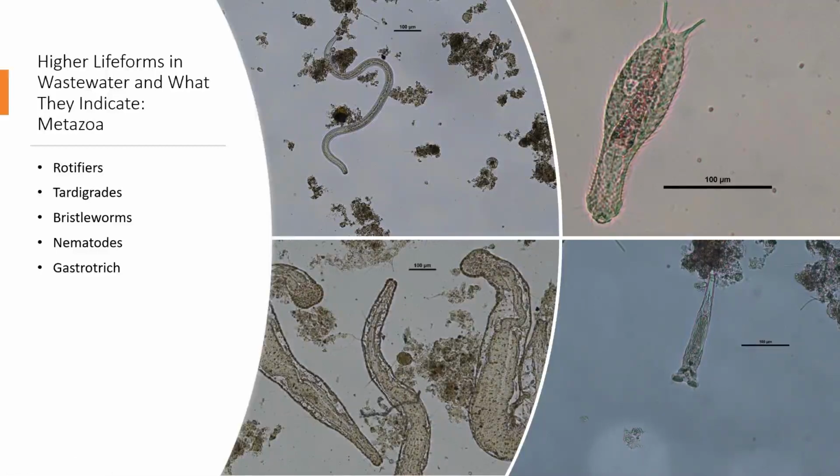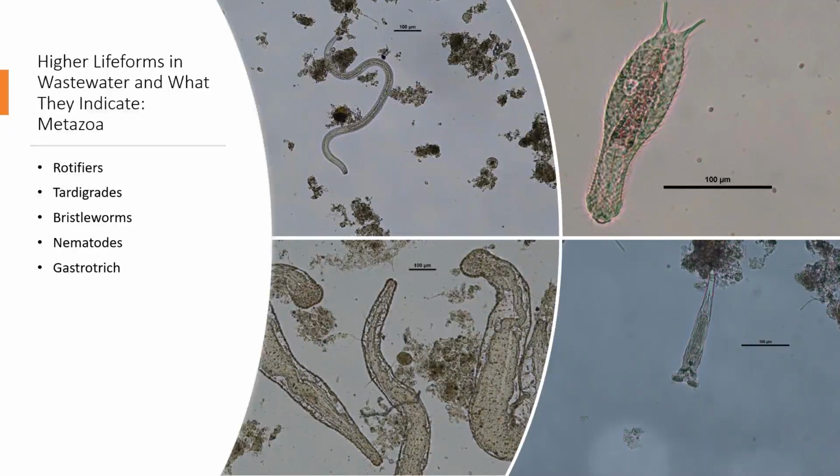Typically, if you're seeing bristleworms, you know your sludge age is way too old. You shouldn't really see any of them. Rotifers are kind of good to see one or two, and nematodes are okay. They're kind of like similar conditions to rotifers, but nematodes tend to be a little more resilient to adverse conditions like low dissolved oxygen or mild toxicity than rotifers.